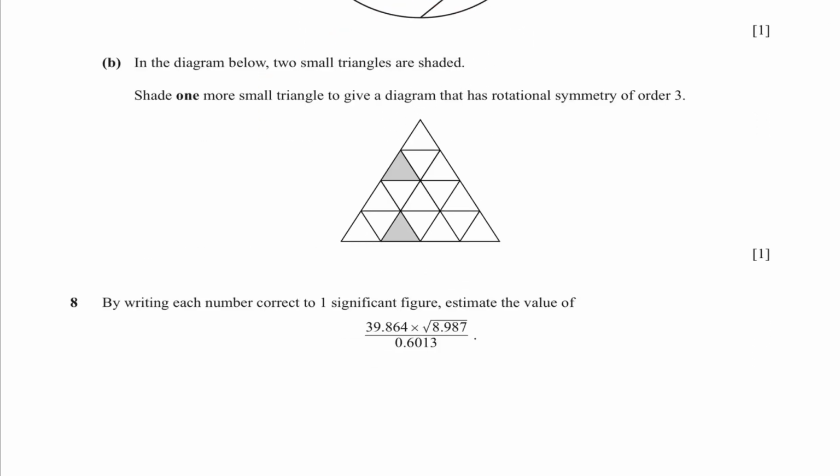Okay, now we have in the diagram below two small triangles are shaded. Shade one small triangle to give a diagram that has rotational symmetry of order 3. Now at this point I should mention that I have a video on rotational symmetry, which I would strongly suggest that you watch to understand what rotational symmetry basically is. Now how are you going to solve such a question?